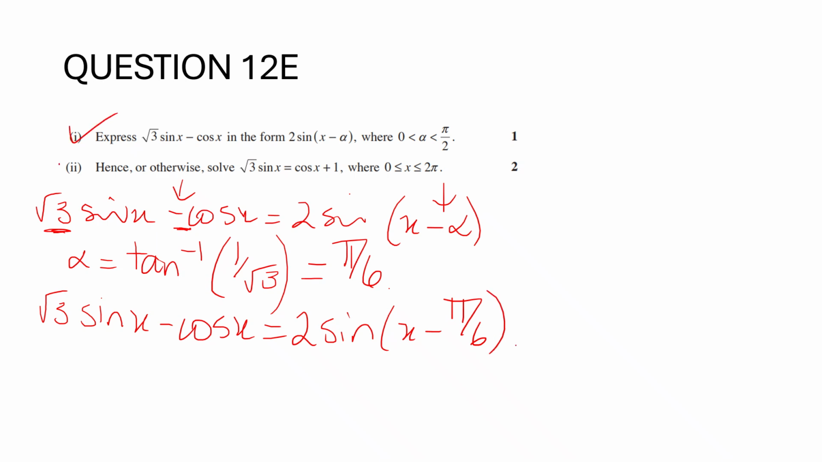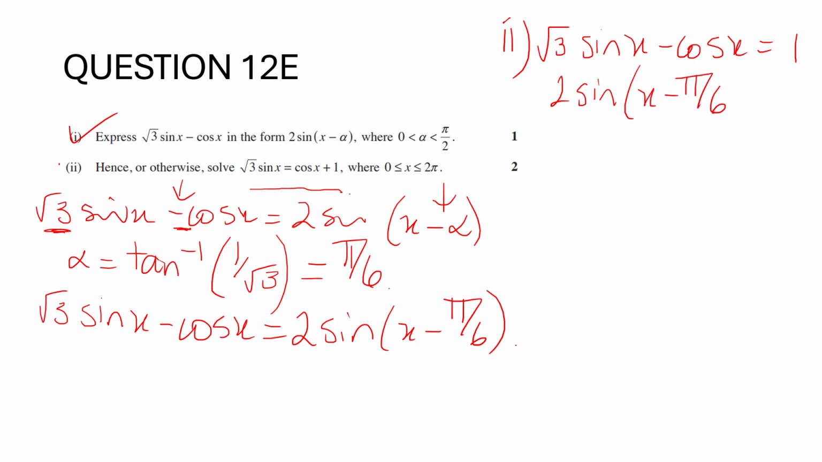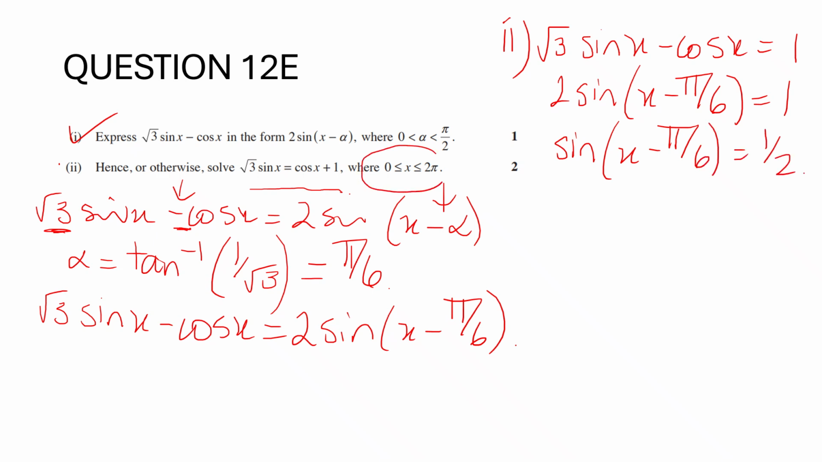Part 2. Hence or otherwise solve this, which is the same as root 3 sine x take cos x equals 1. So using what we just did in part 1, we have got 2 sine (x take pi on 6) is equal to 1, so sine (x take pi on 6) is equal to a half. And I want to solve this between 0 and 2 pi.